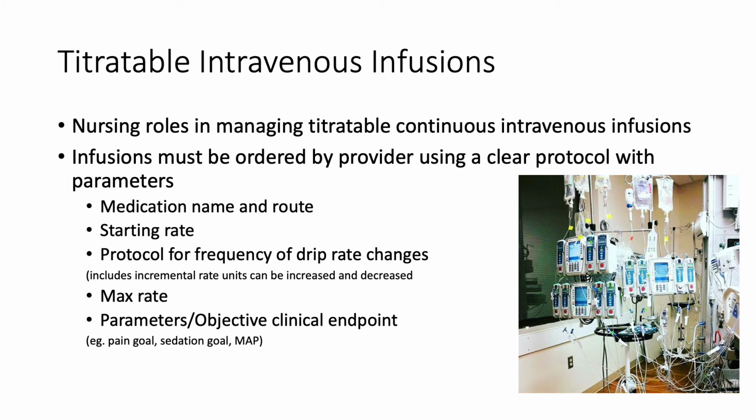And another important concept of the provider orders is parameters, or an objective clinical endpoint. Why is the patient receiving this drip? We need to have a goal for this infusion therapy. For example, what is the target pain score? Or what is the goal sedation level? What is the goal mean arterial pressure? We need these guidelines in order to appropriately titrate continuous infusions.